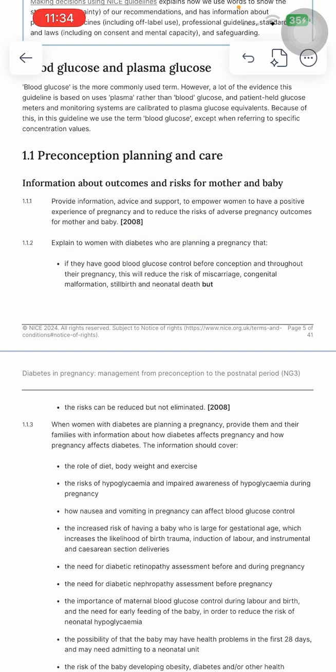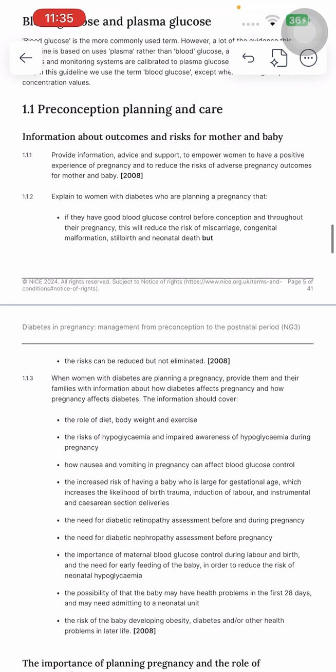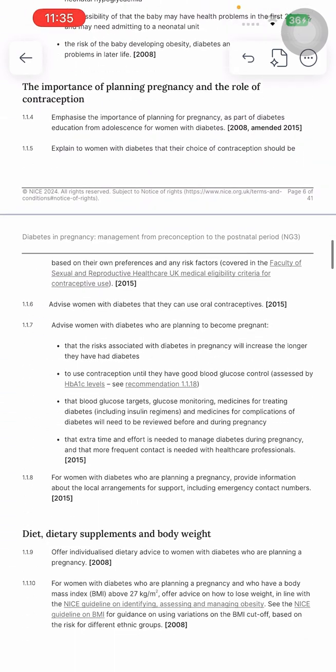So in preconceptual counseling, you will tell about diet, body weight, exercise, and if she is already on insulin or taking hypoglycemic drugs, you have to tell her about that. Along with that, if she does not know about hypoglycemic symptoms, you have to tell her that there may be sweating, low BP. So there must always be something sweet with the patient, usually in a diabetic patient. So these are the preconceptual planning and care. These are the points you have to tell the patient about what she has to do.